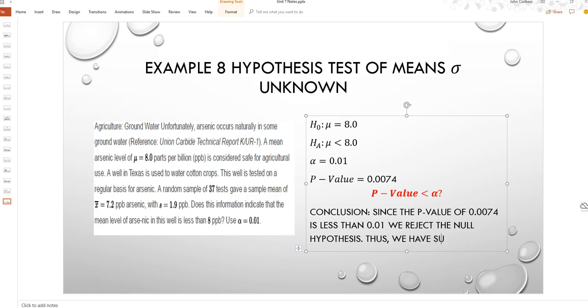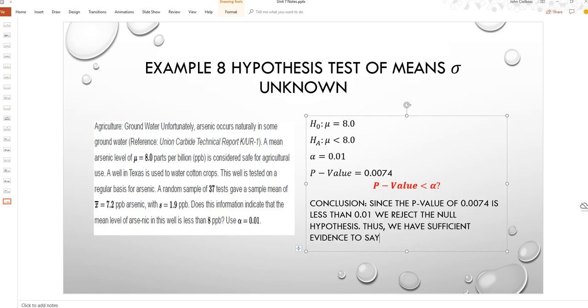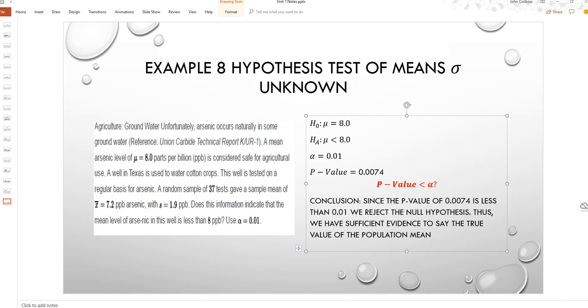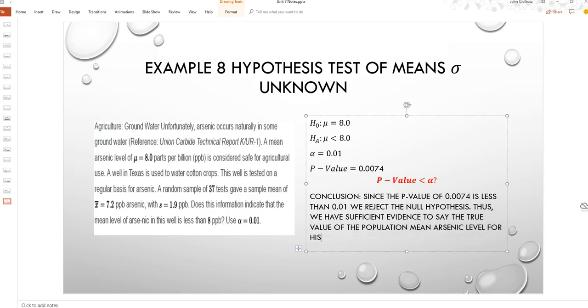Thus, we have sufficient evidence to say, so again, we reject it, so we do have sufficient evidence. Thus, we have sufficient evidence to say the true value of the population mean arsenic level for this well, in context, and then we're looking at the alternate here, is less than 8.0. So basically what we're saying is that well is good to go. We can use it. We're safe. We're 99% confident, because that's how that alpha works. So again, 0.01 is the same thing as being 99% confident. So we are good to go.